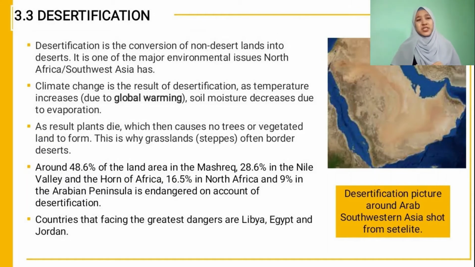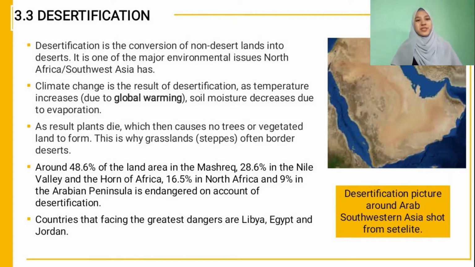Desertification is the conversion of non-desert land into desert. It is one of the major environmental issues Northern Africa and Southwest Asia have. Climate change is a result of desertification: as temperature increases due to global warming, the soil moisture decreases due to evaporation. As a result, plants die, which causes no trees or vegetated lands to form. This is why grasslands often border deserts.